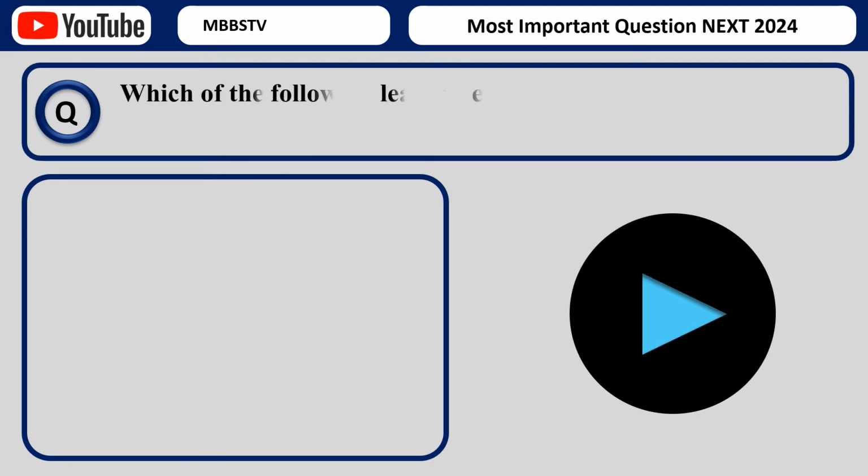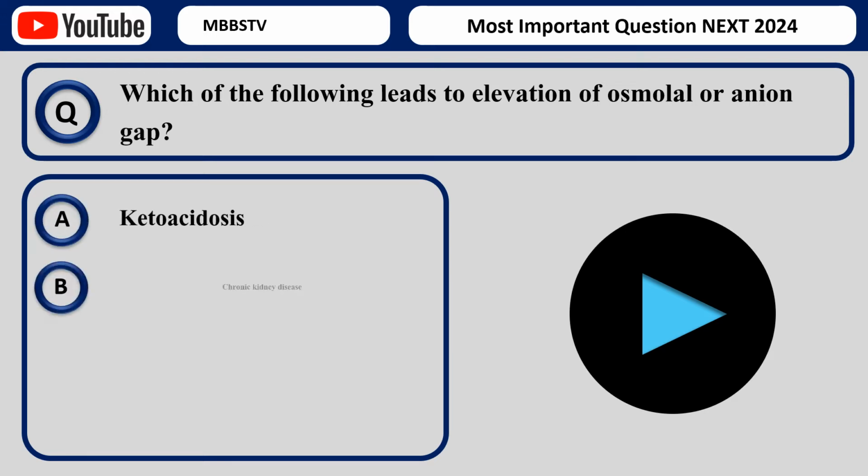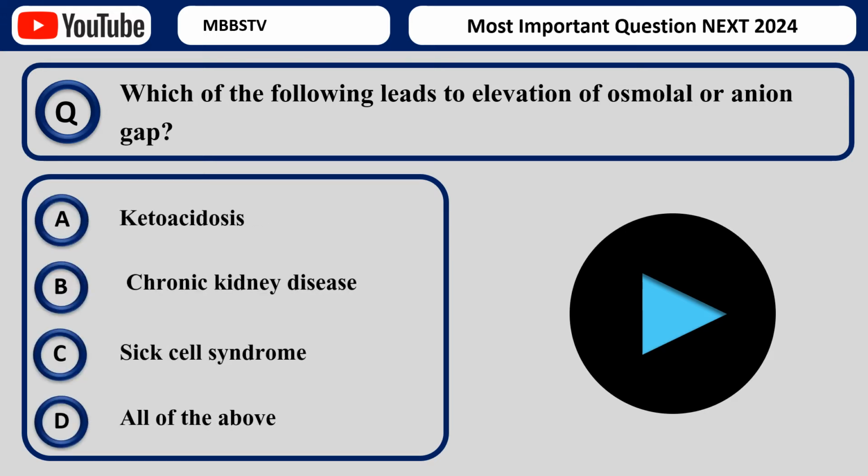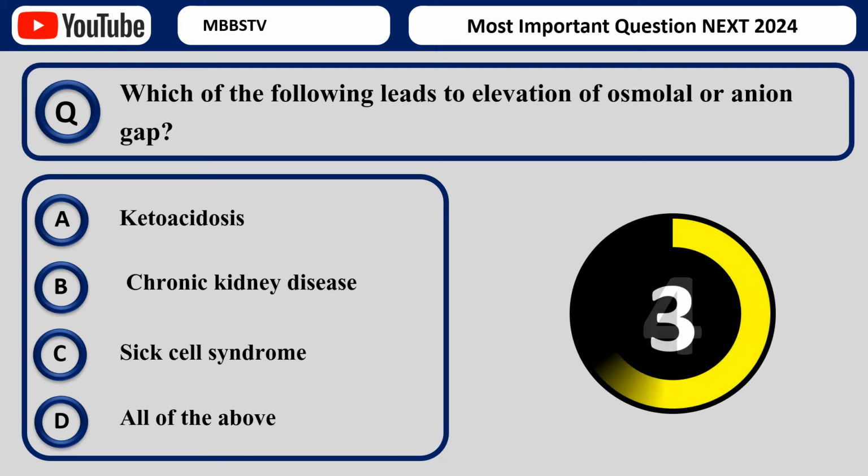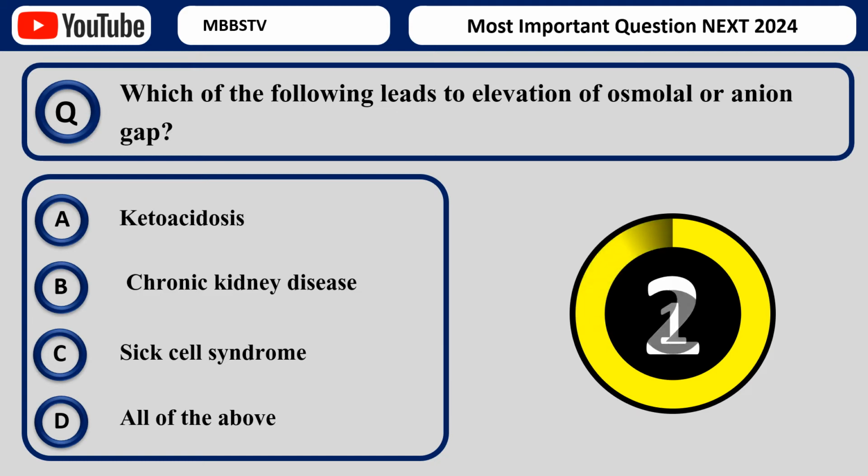Which of the following leads to elevation of osmolar or anion gap? A. Ketoacidosis, B. Chronic kidney disease, C. Sickle cell syndrome, and D. All of the above. So what do you think is the correct answer? Elevation of anion gap is seen in ketoacidosis also, chronic kidney disease also, sickle cell syndrome also. So the correct option here is D, all of the above.